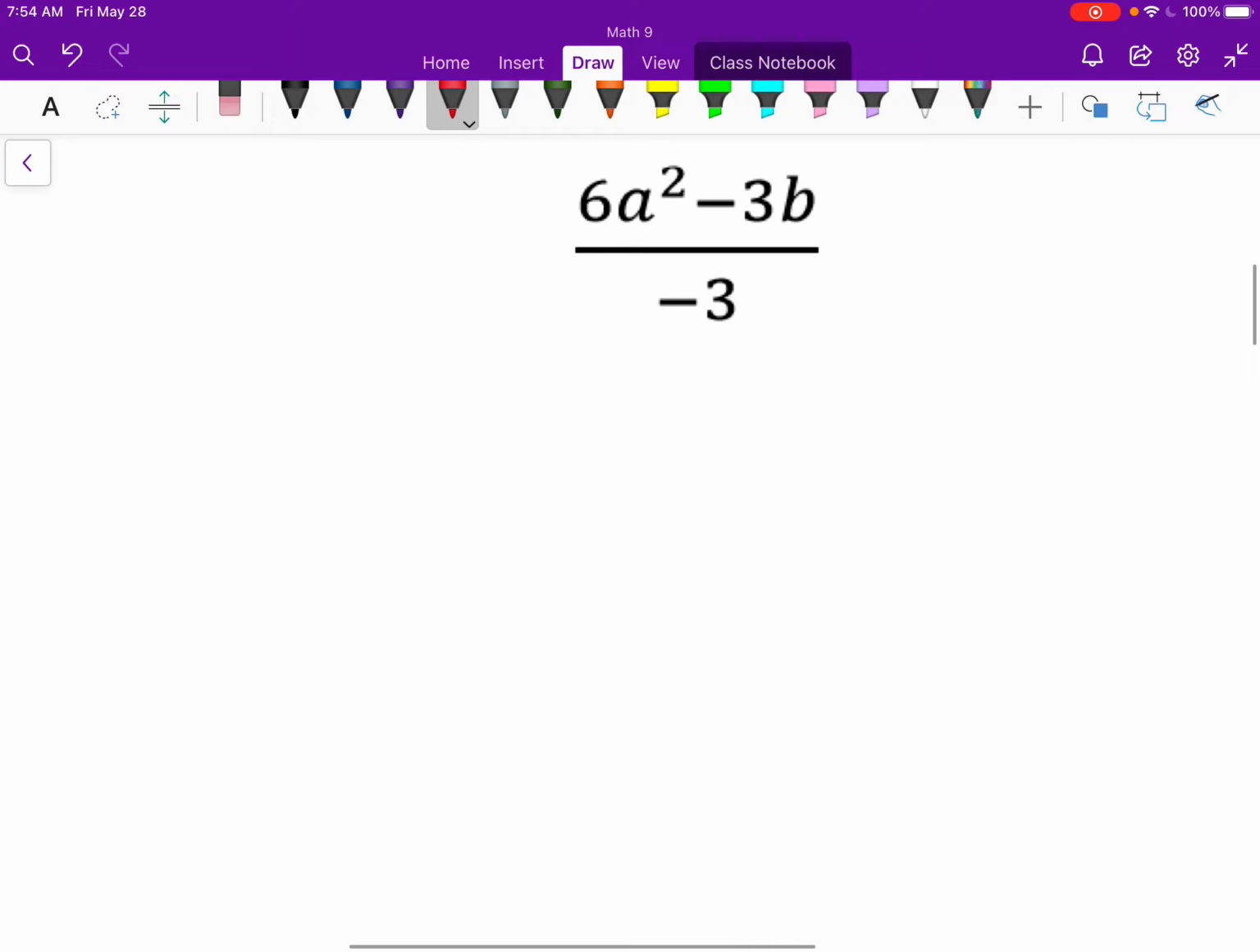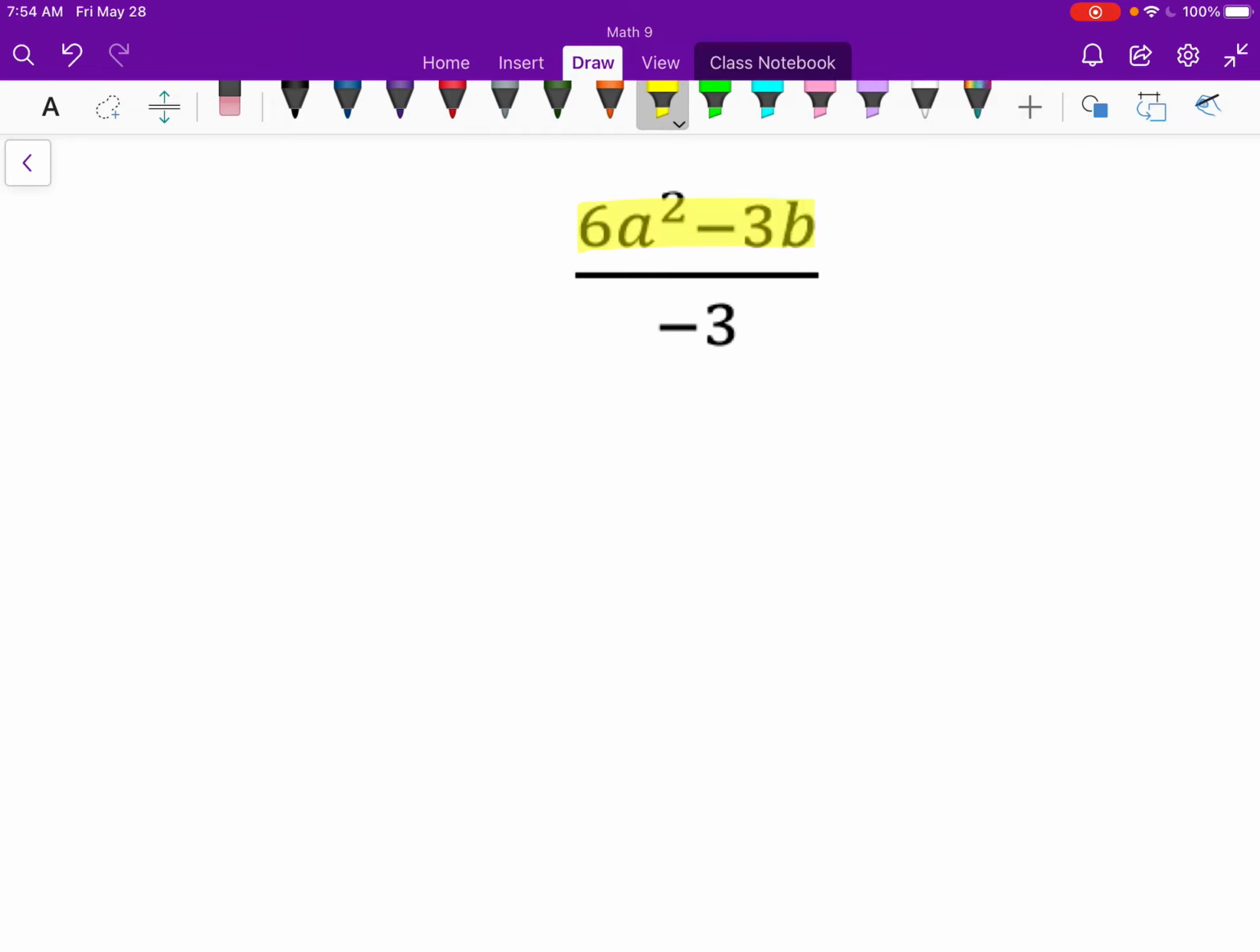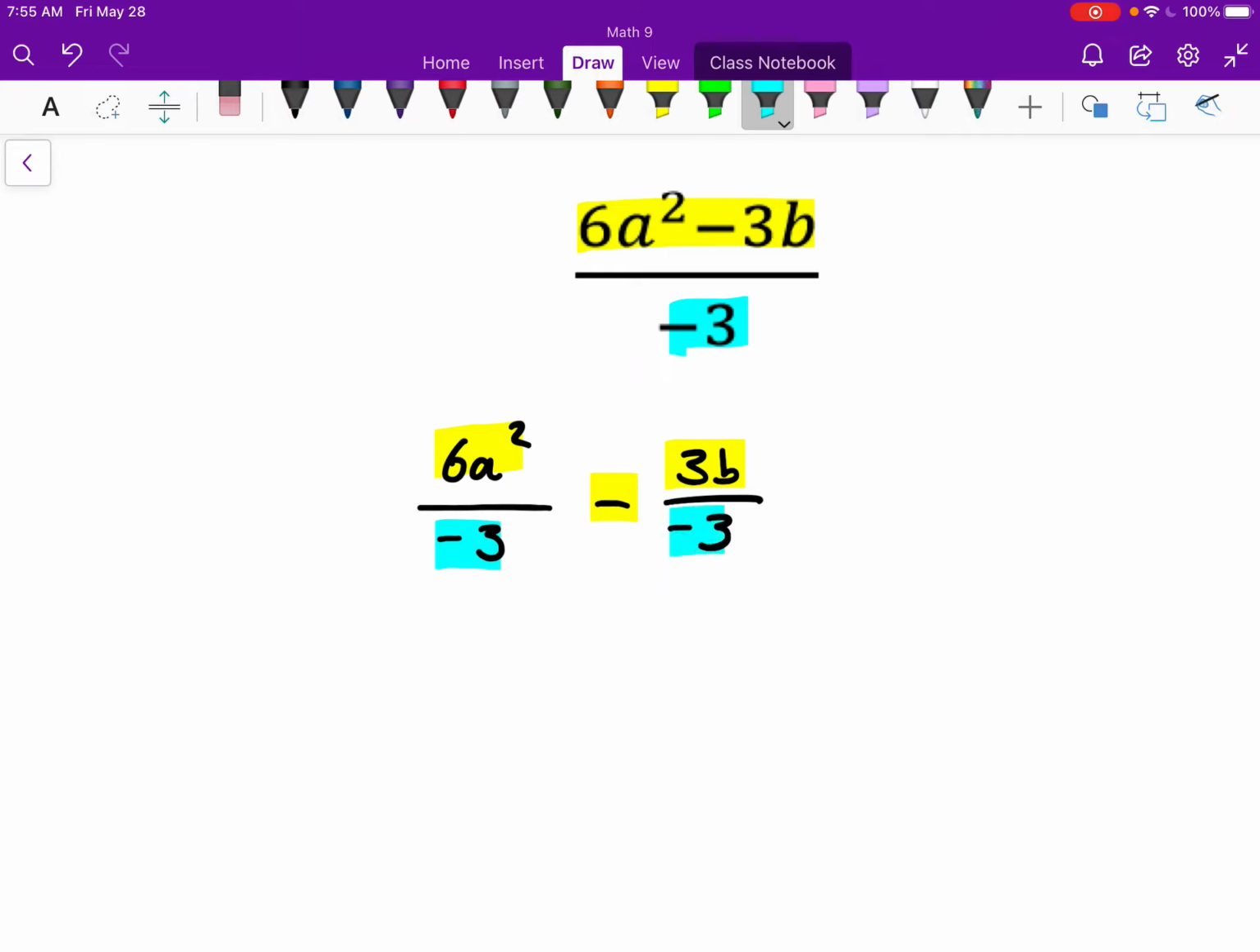So let's look at this one. Again, here's my binomial being divided by this monomial. Like before, I'm going to break this up into two smaller but simpler fractions: 6a squared divided by negative 3, minus 3b over negative 3. Another option I could do is put a plus sign here and then put the minus right there: 6a squared over negative 3 plus negative 3b over negative 3. I could do that as well. In the end, it's the same thing.